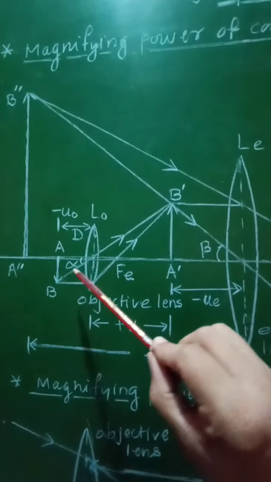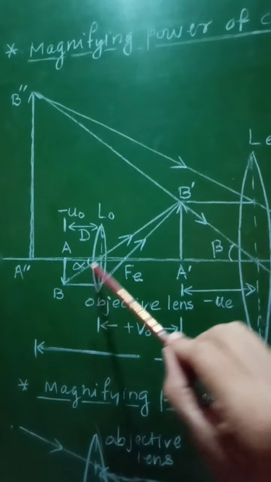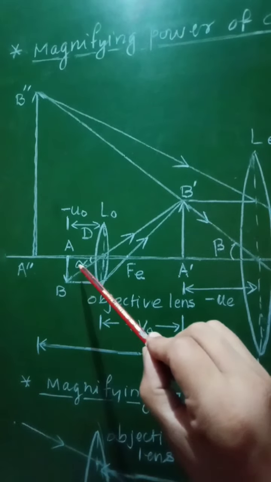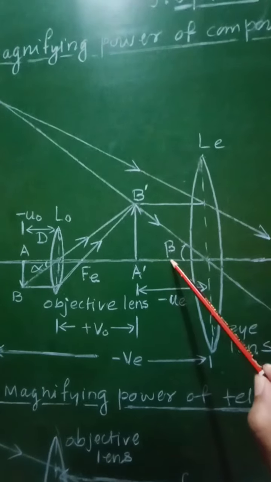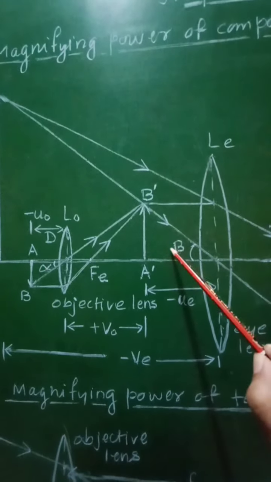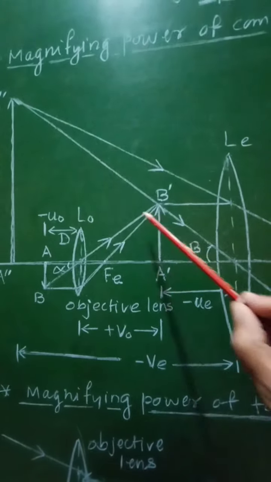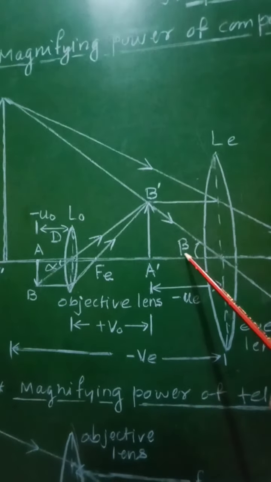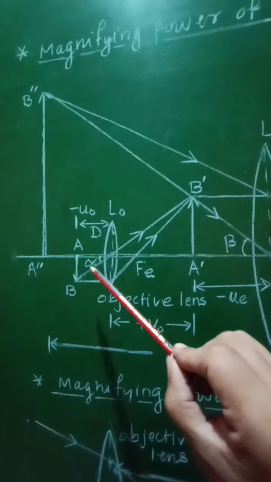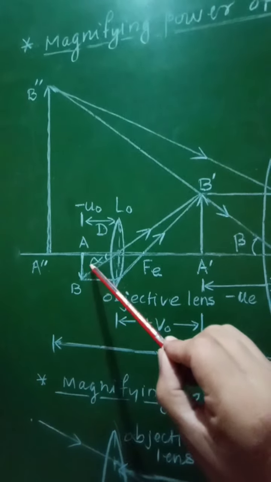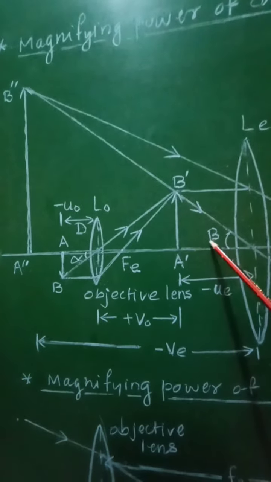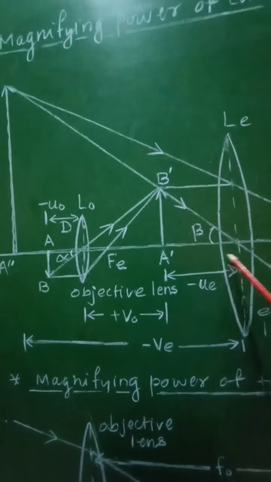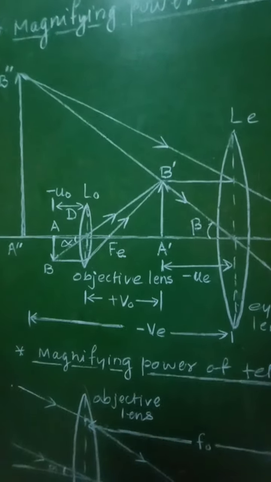Now the angle between this incident ray coming from the object and the principal axis is taken as alpha, and this angle made by the emergent ray and this principal axis is taken as beta. So here angle alpha will be made by the object, and this angle beta will be made by the size of the image with the principal axis.